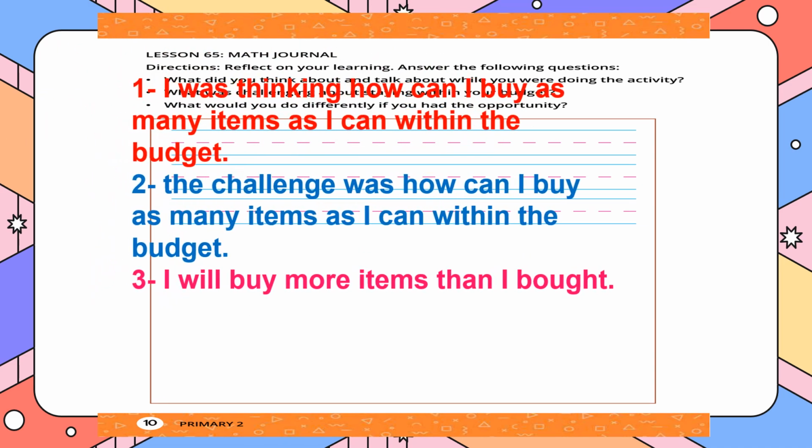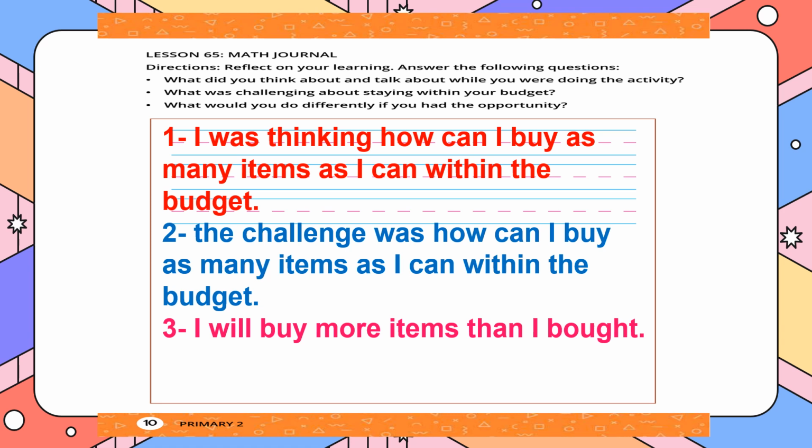Number 1, I was thinking, how can I buy as many items as I can within the budget? Number 2, the challenge was, how can I buy as many items as I can within the budget? Number 3, I will buy more items than I bought.